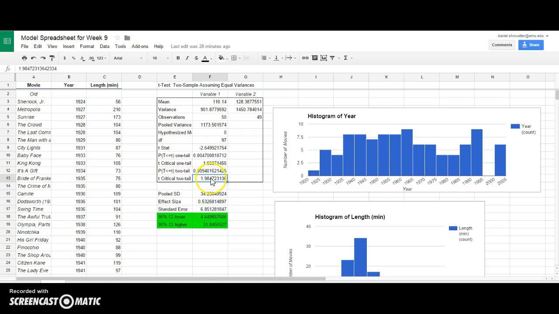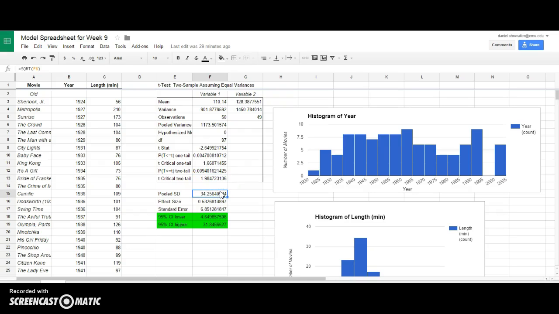This is telling us basically we need to be at least 1.98 standard errors away from each other to reject, and indeed we were 2.65 standard errors away. And again, I'm talking about the average movie length time of the two sets of movies.